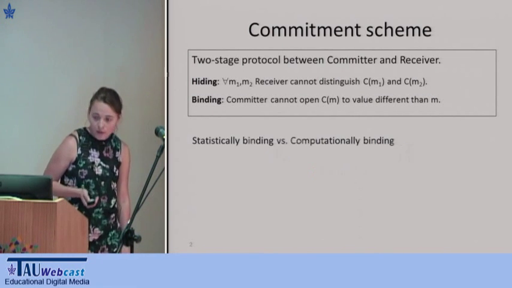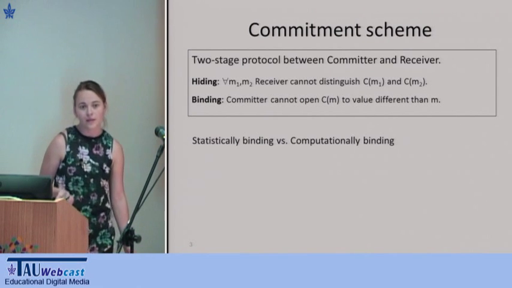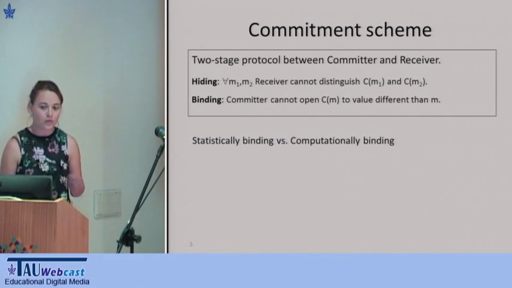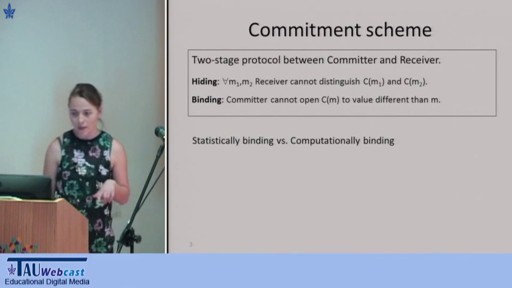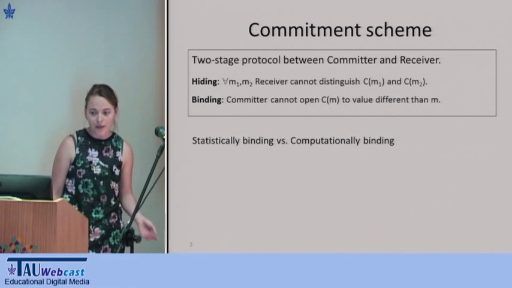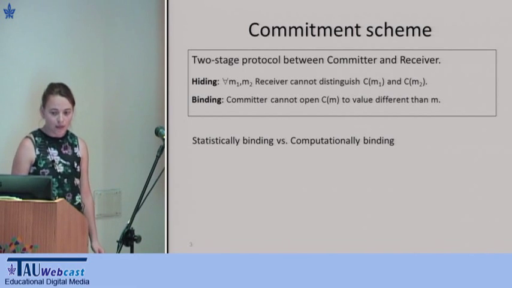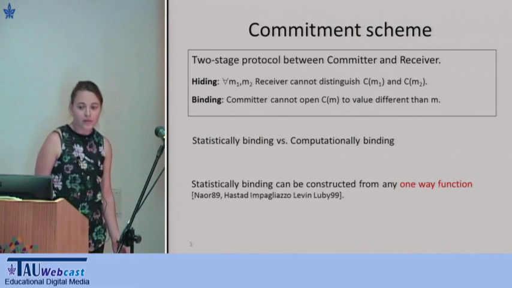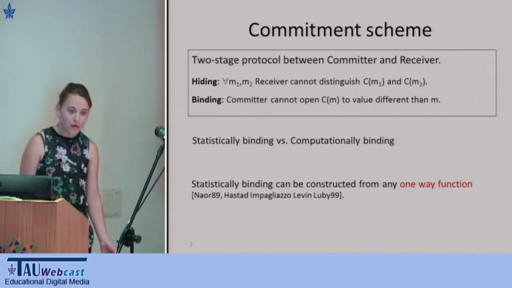So there are two notions of commitment schemes. One is statistically binding, which means that the binding property should hold against an unbounded committer, and the other one is computationally binding, which considers a computationally bounded committer. We will concentrate on the statistically binding commitments, and it is known that we can construct statistically binding commitments from any one-way function.